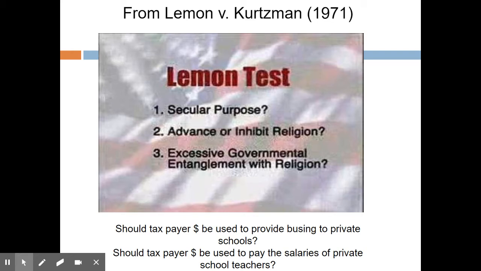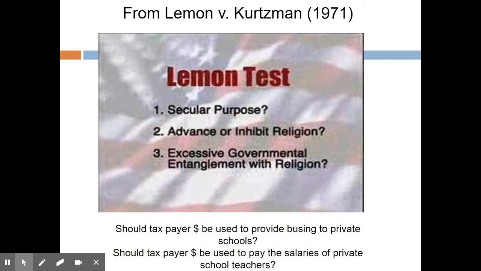So you can look at this in different ways. Should taxpayer money be used to provide busing to private schools? The Supreme Court argued that this was not a violation of the Establishment Clause. That allowing private school kids to use buses provided by the local public school district and tax money was not trying to advance a particular religion. It's just trying to get the kids to school safely. It's a secular purpose. It's not a religious thing. You're not advancing or hurting one particular religious group.